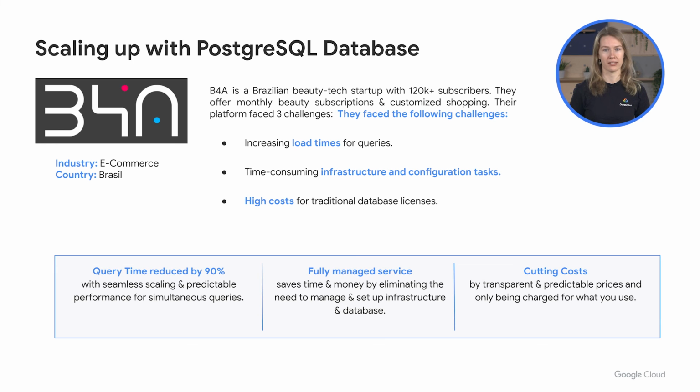How a Brazilian beauty tech startup, B4N, transformed their business with AlloyDB. As B4N was growing, it faced the challenge of scalability in their database, as queries took seconds to complete. By integrating AlloyDB in its core technology platform, B4N was able to reduce their query time by 90%. This means from 12 seconds down to 1.2. They also integrated a fully managed service, which saved time and effort on managing the infrastructure and setting up and configuring the database. And last but not least, they were able to cut their costs, as with AlloyDB you only pay for what you use, and there are no traditional license fees.